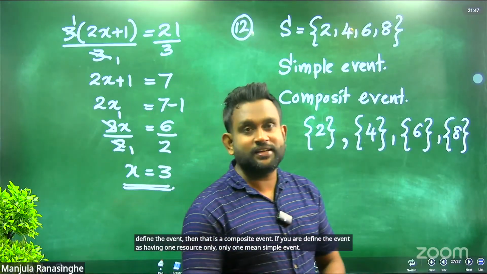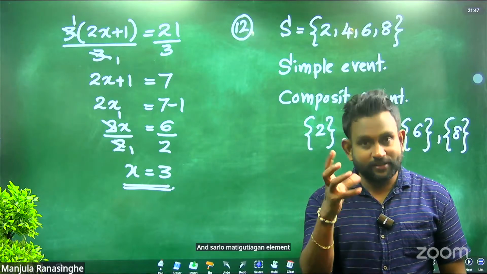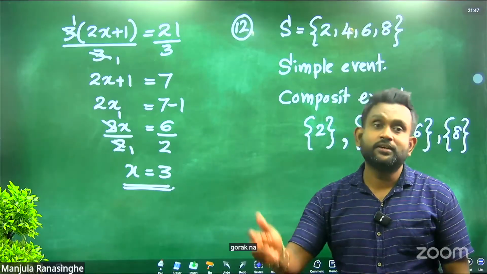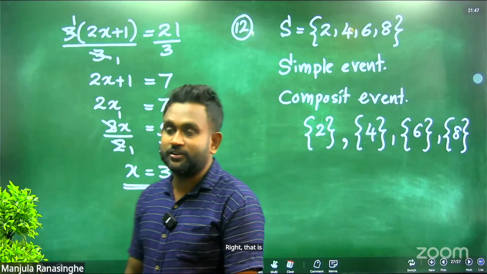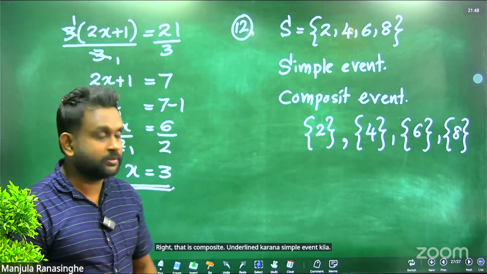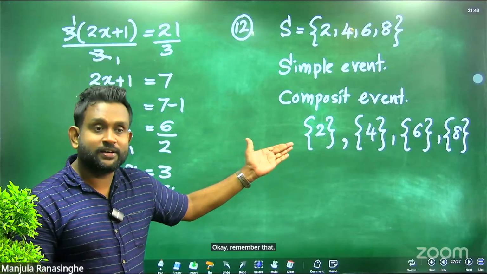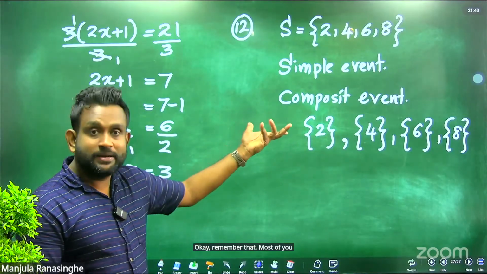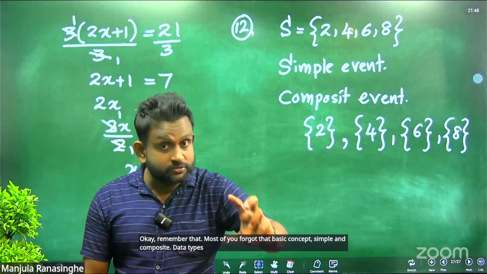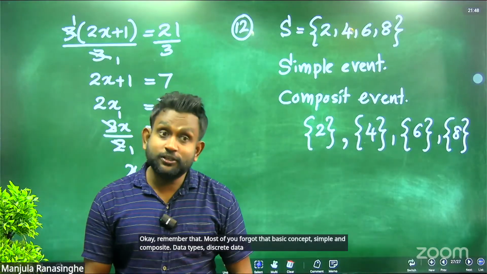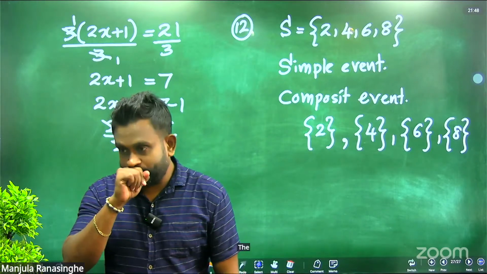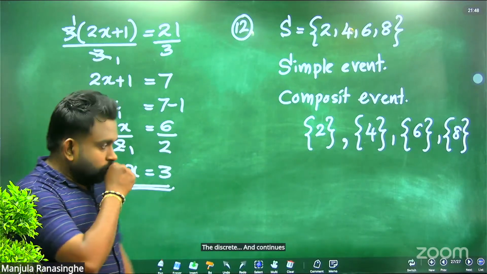And to remember simply: if the event has one element, we consider it a simple event; if it has many, more than one, that is composite. This has been asked in the exam, right? Underline simple event. Okay, remember that. That's why I gave this, because most of you forgot that basic concept, simple and composite. The data types are the same: discrete data and continuous data. Can you remember? That has also been asked. The discrete and continuous.